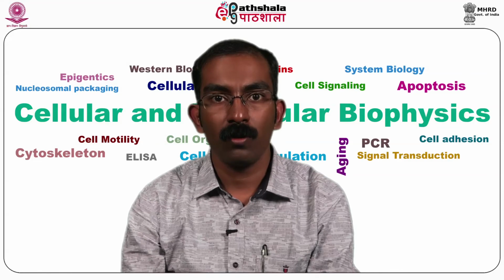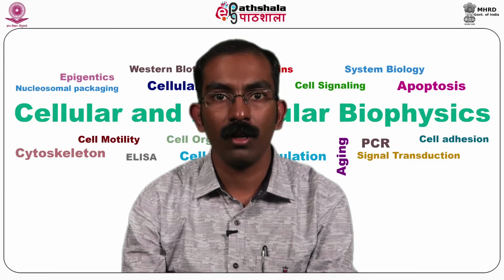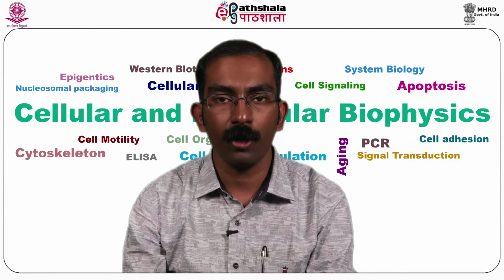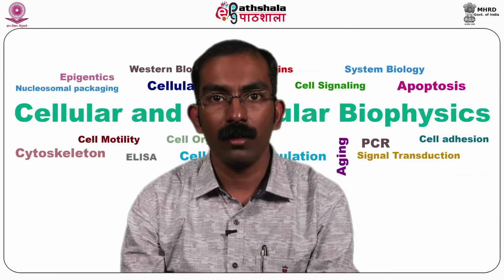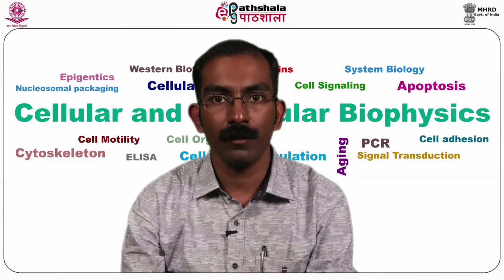Hedgehog proteins are responsible for a signaling pathway that has a crucial role in cellular differentiation, especially in embryonic cells. The levels of hedgehog proteins differ in different parts of the embryo. In mammals, including humans, the sonic hedgehog gene SHH was found to be responsible for symmetrical body development, and a defect in this gene leads to severe developmental anomalies including cyclopia. Hedgehog proteins have also been found to have roles in maintenance of stem cells, and certain cancers have been found to arise due to aberrations in the hedgehog signaling pathway.